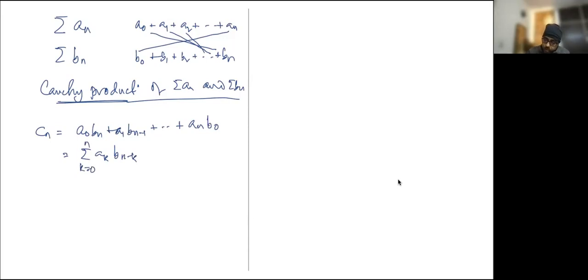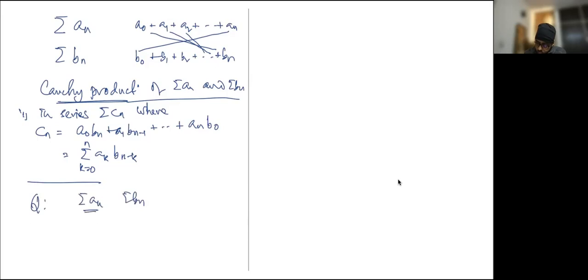The Cauchy product of these is the series summation Cn, where Cn is given by this. Now the next question is, suppose you are given two series and you know something about their convergence, whether we can say anything about the convergence of the product series.